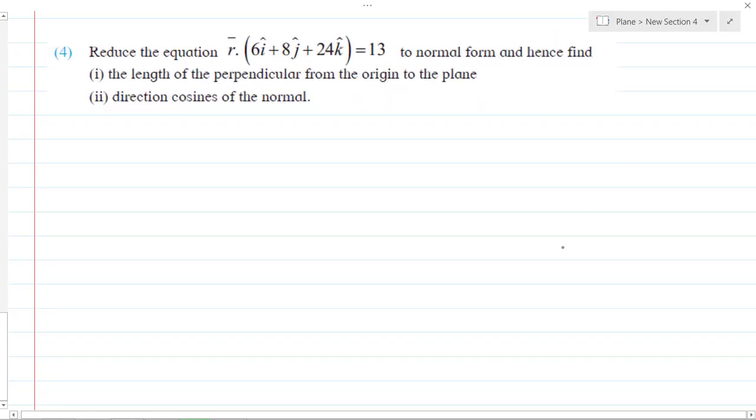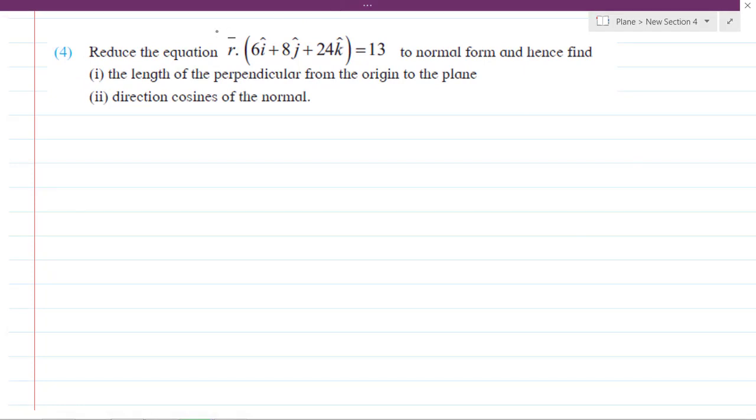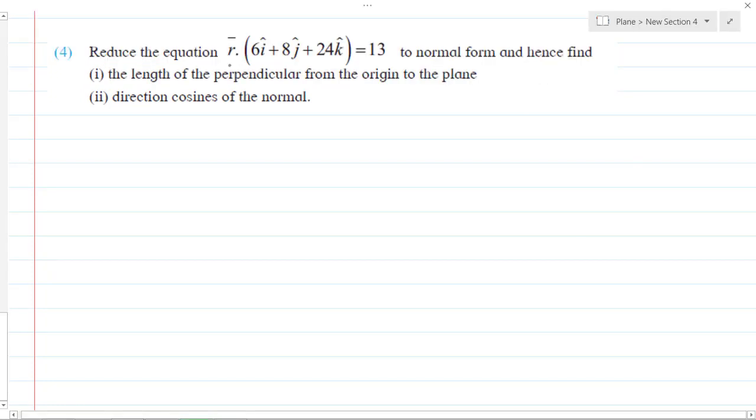Let's go, reduce the equation. What do you have to reduce it to? They have told you. Okay, reduce this equation to the normal form. What is the normal form? This is r bar dot n cap equals p, and hence find the length of perpendicular from the origin. That means it is asking for the value of p, and the direction cosines. Okay, what are direction cosines? Which is lx plus my plus nz equals p. Okay, so you will get the values of l, m, n there.